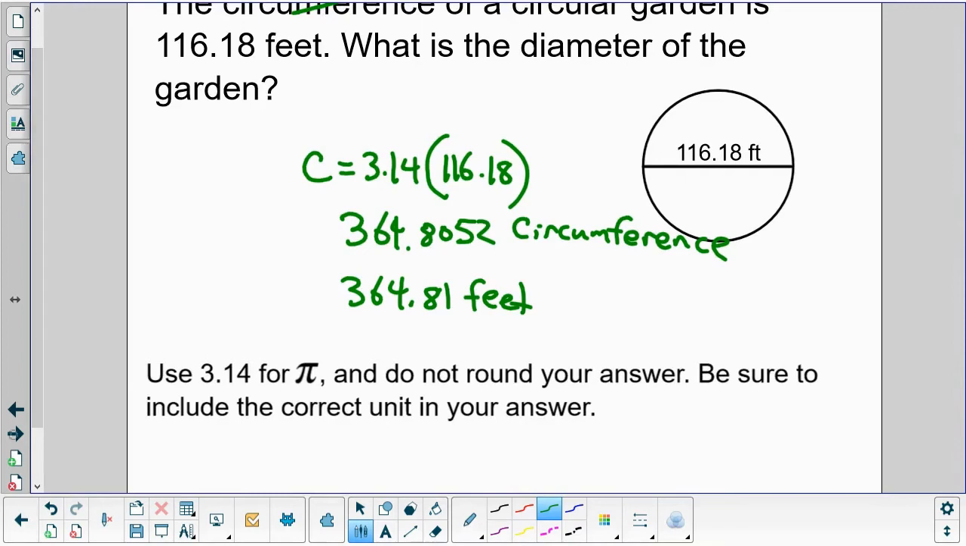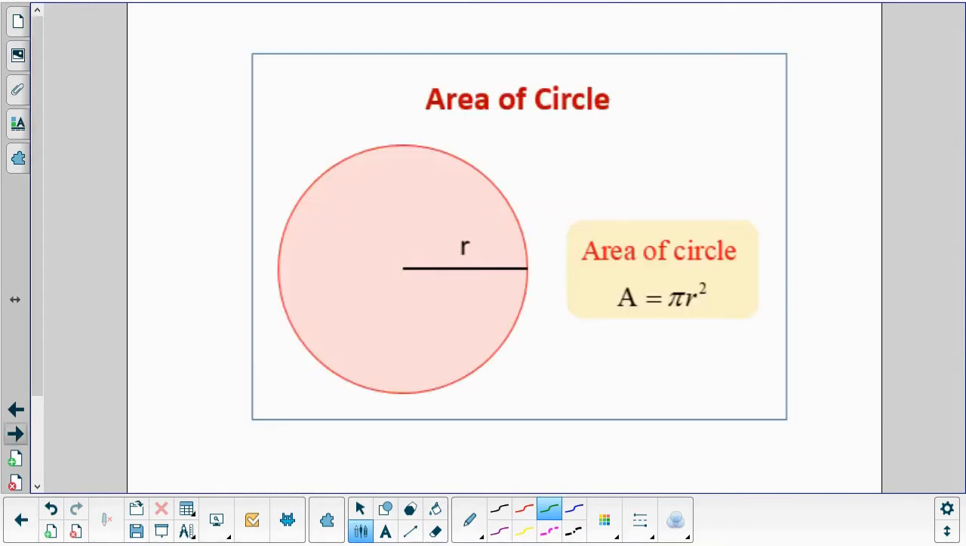Okay, next. So we're starting to find the area of a circle now. So the area of a circle is pi times the radius squared. And again, for pi, we use 3.14. And then radius is the distance across from the middle of a circle to the outside edge.